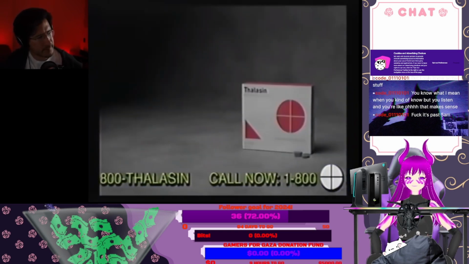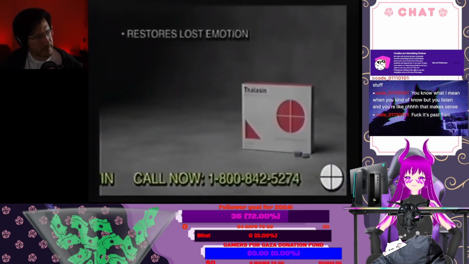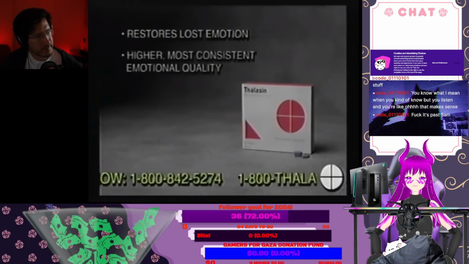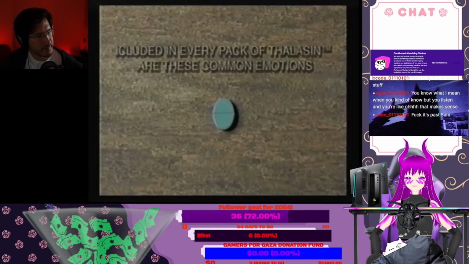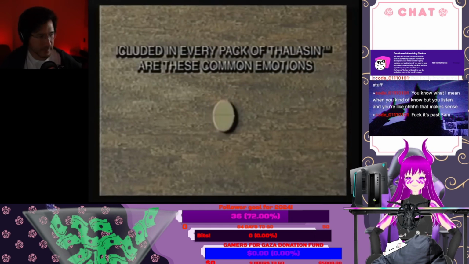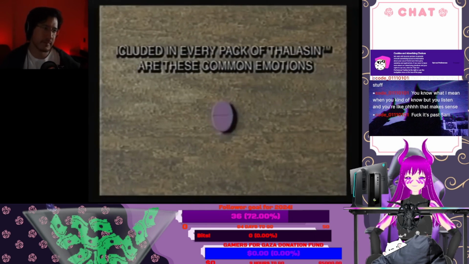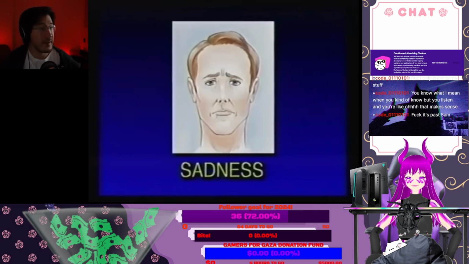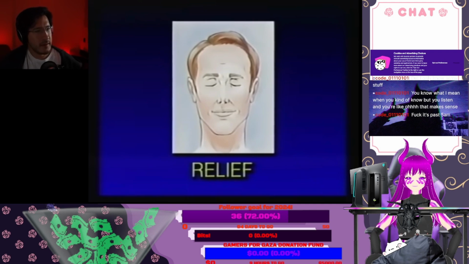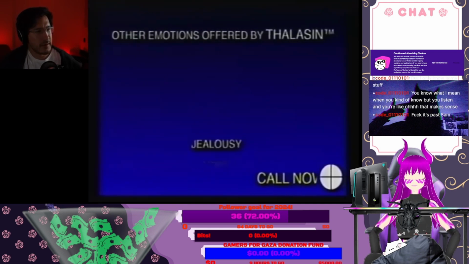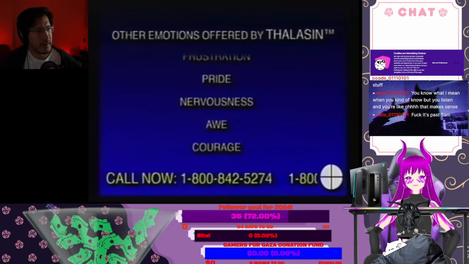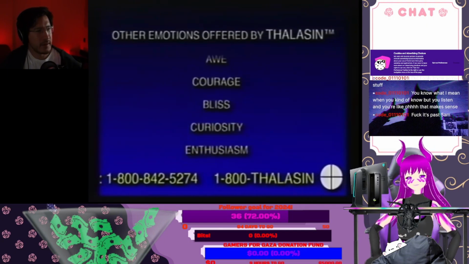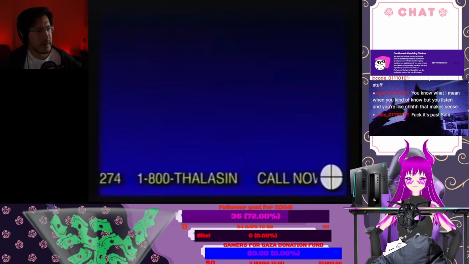Not only does Thalassin restore lost emotion, but patients have reported emotions at a higher and more consistent quality than ones produced non-chemically. Included in every pack of Thalassin are these common emotions: happiness, Happy, sadness, sad, anger, fear, and relief. Also, look out for over-the-counter options such as jealousy, hope, frustration, and pride. Whoa. Enthusiasm.